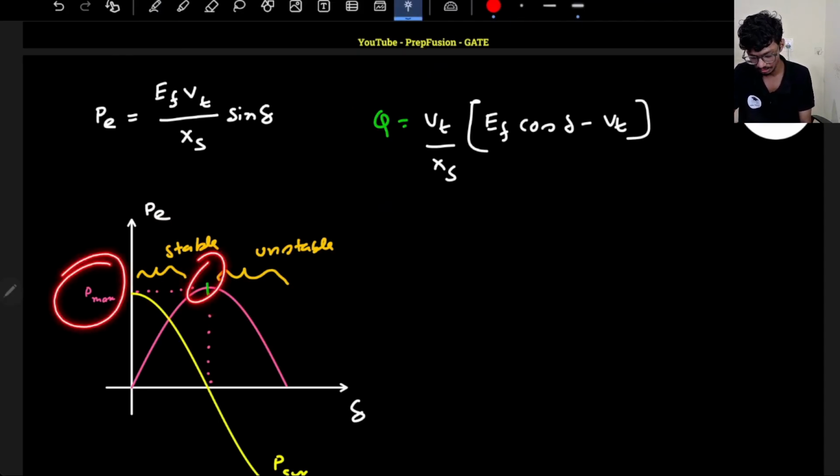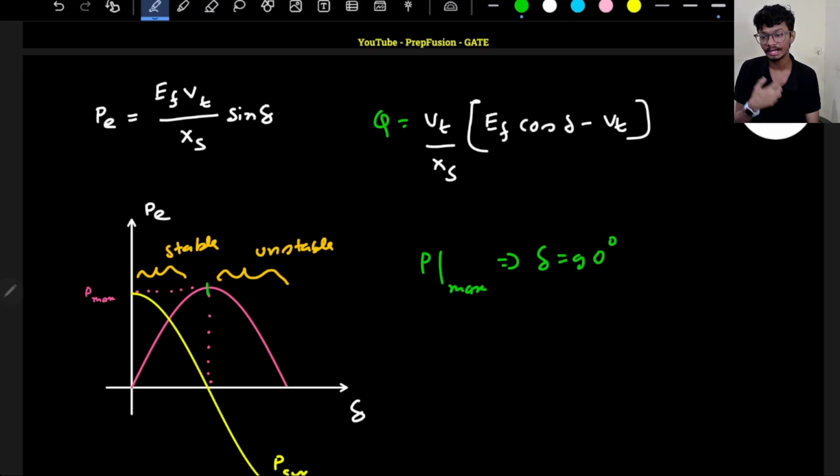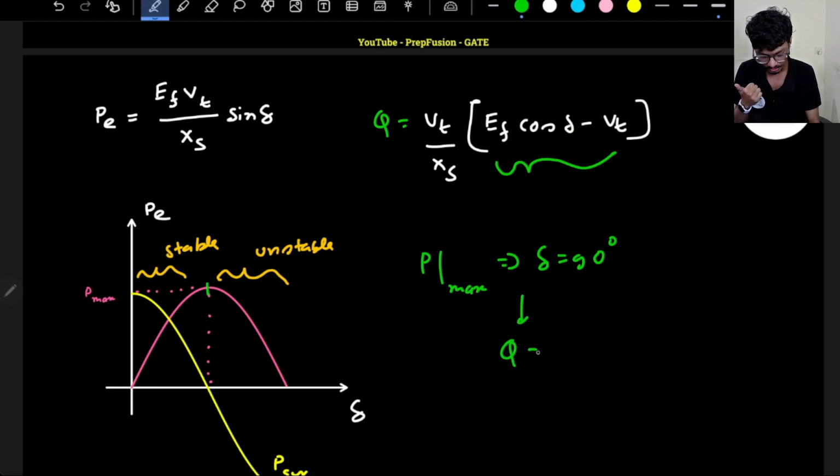So what is the delta here? Delta at maximum power is, power is maximum when my delta is equal to 90 degrees. When my delta is equal to 90 degrees, then the power is maximum. From here I can get a very important conclusion. What do I observe? Delta equals 90, cos 90 is 0. So it is minus Vt. So at P maximum my Q is minus Vt square by XS.